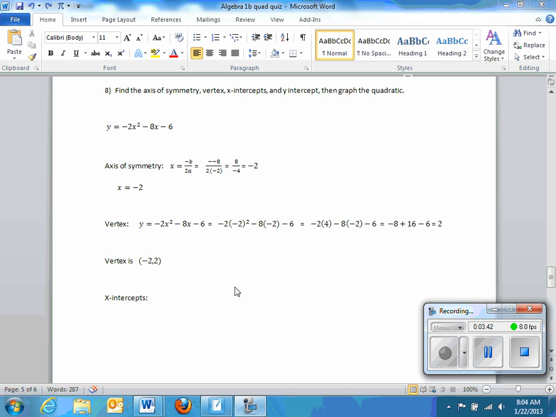Now let's go on to find my x-intercept. To find the x-intercept, you will have to have the quadratic equation memorized. Here it is.